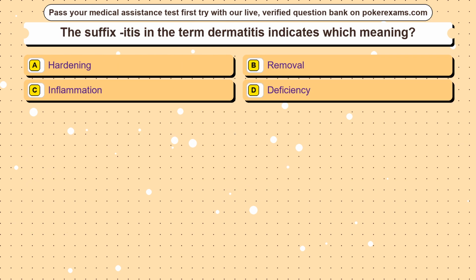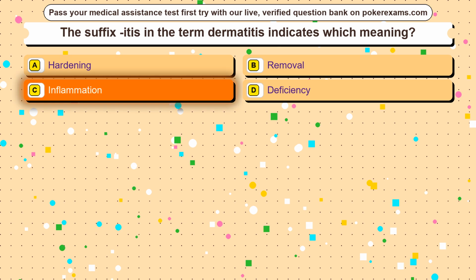Question 48. The suffix itis in the term dermatitis indicates which meaning? Option A, hardening. Option B, removal. Option C, inflammation. Option D, deficiency. The correct answer is option C, inflammation.